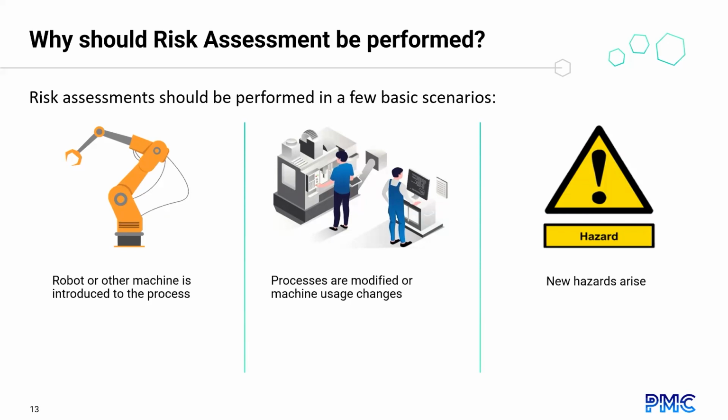A second scenario where we should carry out a risk assessment is when there is a change in the process or a change in the way the machines are used, because the operator may suffer other types of injuries. And the third scenario for performing a risk assessment is when new hazards arise. For cases like this, a risk assessment should be performed to determine the risks and an appropriate mitigation.